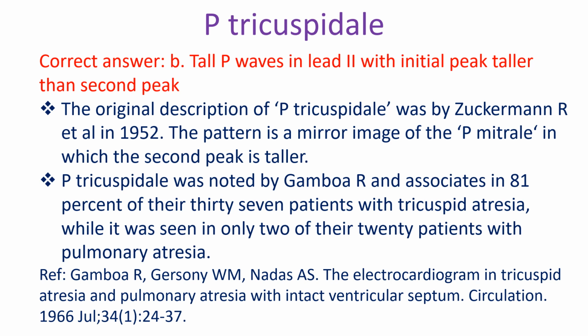The original description of P tricuspidale was by Zuckerman in 1952. The pattern is a mirror image of P mitral in which the second peak is taller. P tricuspidale was noted by Gamboa and associates in 81% of their 37 patients with tricuspid atresia, while it was seen in only 2 of their 20 patients with pulmonary atresia.